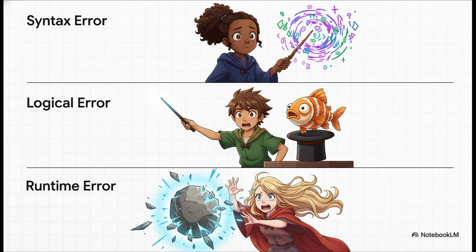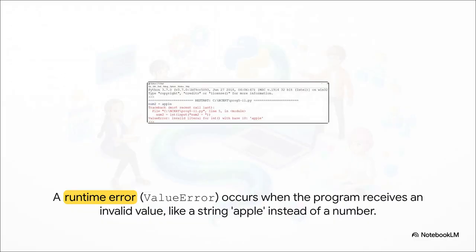Then there are logical errors. These are sneakier. Your spell is technically correct, but it does something totally different than what you wanted. And finally, runtime errors. This is when you ask the wizard to do the impossible, and the spell just blows up mid-cast. And here's what one of those traps looks like in the wild.